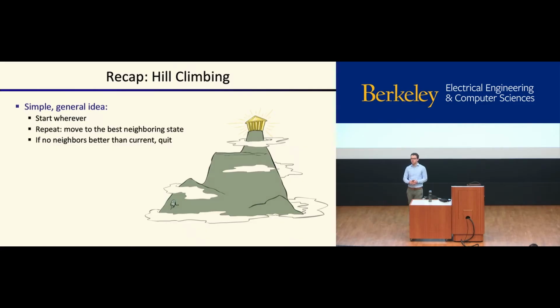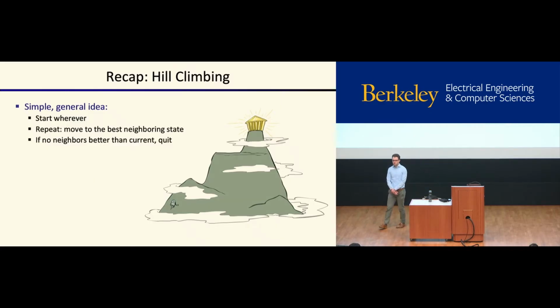And to get there, the idea of hill climbing is we're just going to start at some random state. We're going to look around. We're going to see if any neighboring state has a higher objective value, and if it does, we're going to move to that state. We just repeat this until there are no more neighboring states to go to, and if no neighbors are better, then we quit.